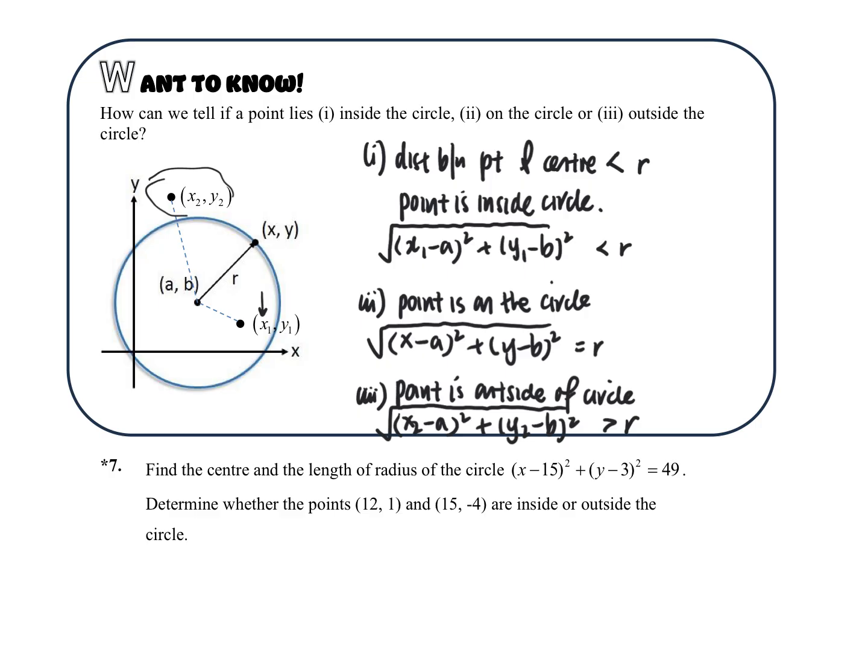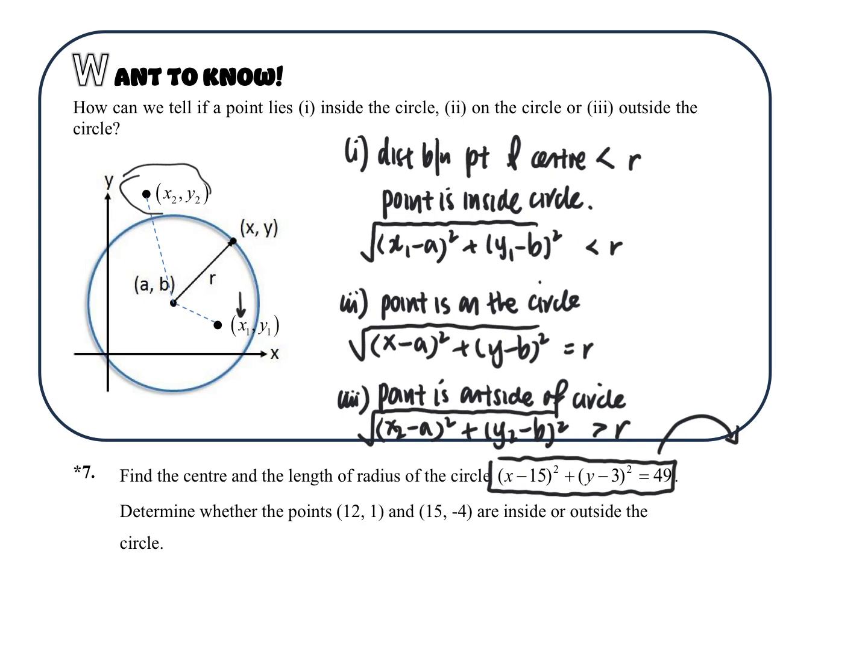So if you look at question 7, how do I approach this question? I'm given the equation of the circle. I know from here that the center is what? What is the center here of this circle? What's the center of this circle? 15, 3. What is the radius? 7. Just 7. So from this equation, I know this is my center, this is my radius.